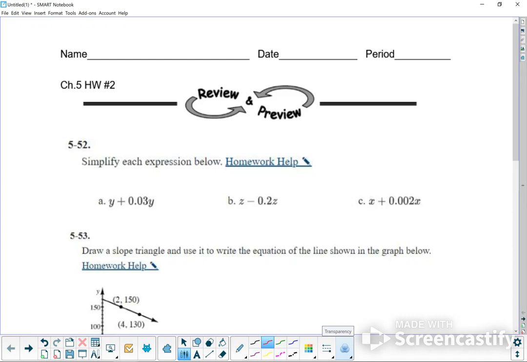Okay, let's go ahead and do this, everyone. This is homework number 2. Simplify each expression below. So this is one of those fraction decimal busters, right?